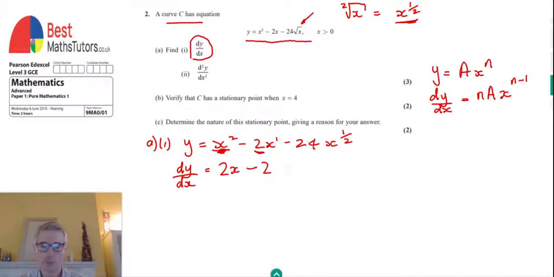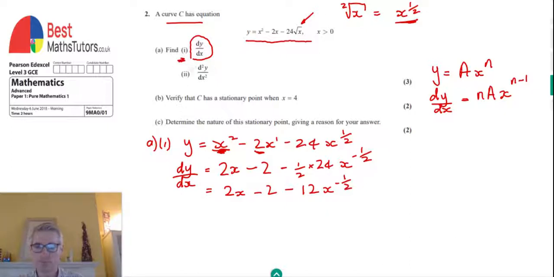In this case, we're going to multiply by the half, so we're going to have half times the 24 at the front, and we're also going to subtract 1 from half, and if we do that, we get a negative number, so we're going to get minus half. Tidying that up a little bit, we'll get 2x minus 2, and then minus 12x to the minus a half. So that's part 1 done, A1.